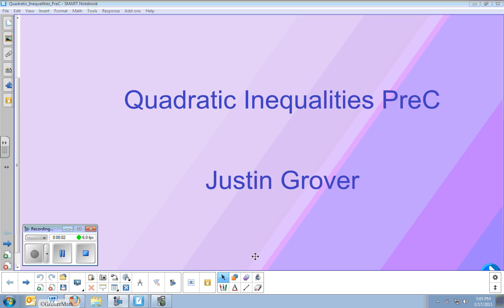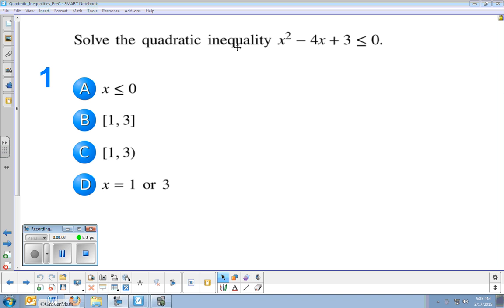Quadratic inequalities, pre-calculus. Solve the quadratic inequality x squared minus 4x plus 3 less than or equal to 0. We did a much simpler version of these problems in Algebra 2. We're going to show you a whole different way to do these.